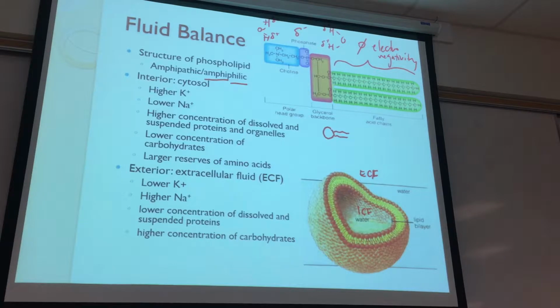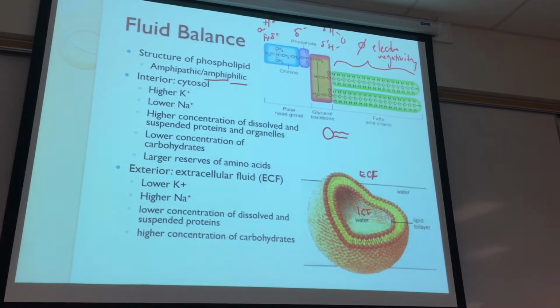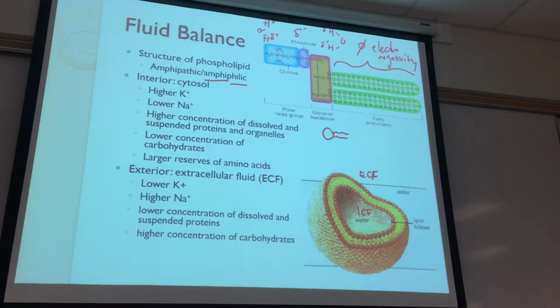Taking a look at the inside, the intracellular fluid, we'll see that the inside happens to be higher in the concentration of potassium. This is my notation for it: increased concentration of potassium. Low concentrations of sodium. We've got a lot of organelles, which we'll talk about. We've got a lot of amino acids and proteins. On the outside, we've got the reverse, meaning we've got low potassium, we've got high sodium, and we've got a lot of glucose on the outside.